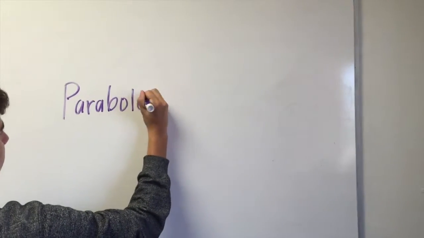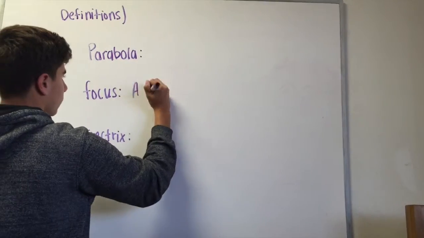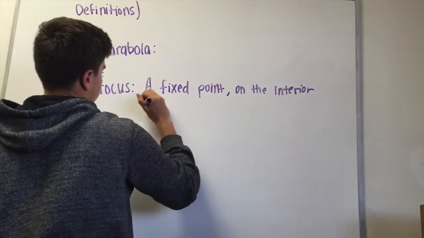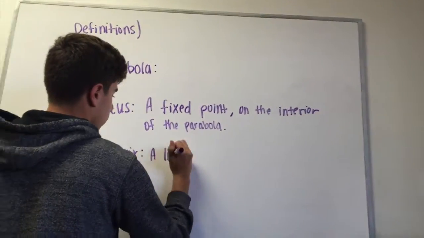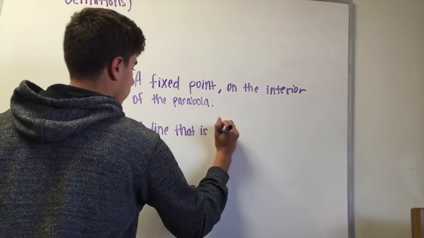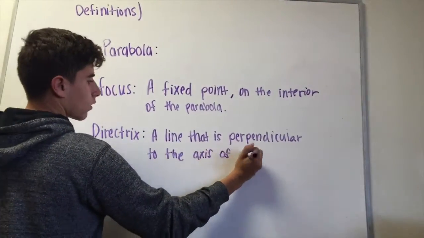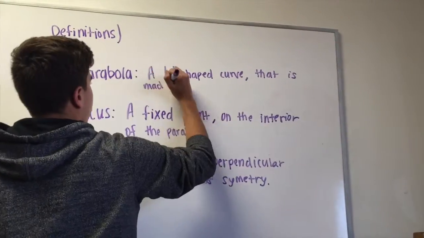For today's lesson, we are looking at parabolas. In order to understand parabolas, we must first understand some definitions. A focus is a fixed point on the interior of the parabola. A directrix is a line that is perpendicular to the axis of symmetry, and a parabola is a U-shaped curve that is made up of the points that are equidistant from the focus and the directrix.